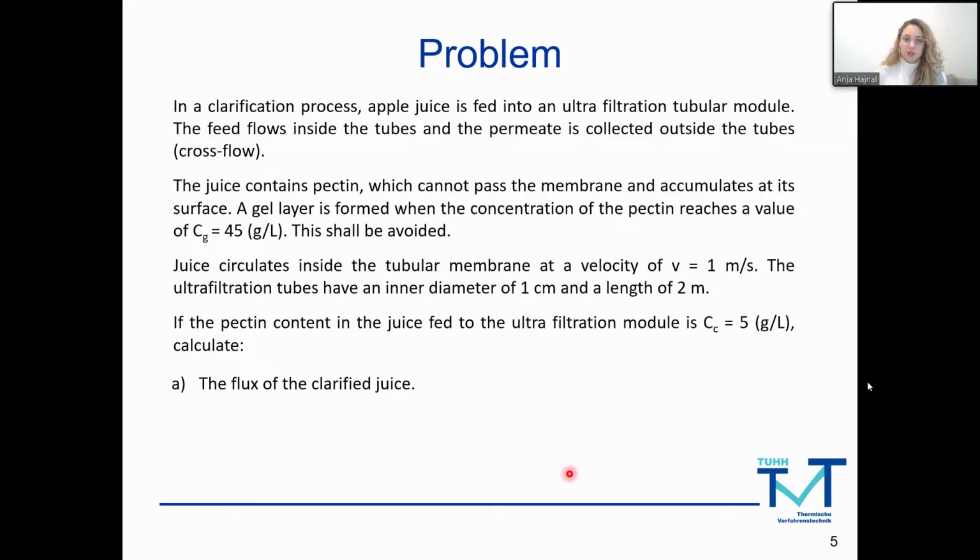The velocity of our juice inside the membrane is 1 meter per second, and the diameter of the ultrafiltration tubes is 1 centimeter, and the length is 2 meters. The concentration of the pectin in the feed is 5 grams per liter. And now we need to determine the flux of the clarified juice. I will give you a minute just to have a look. Or no, actually, we can maybe go through this together.